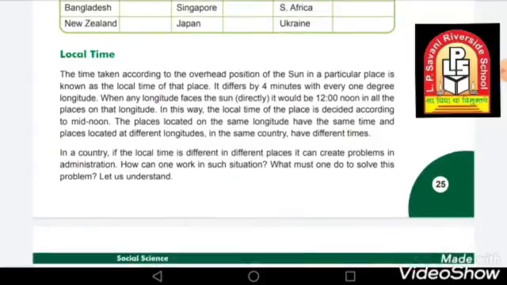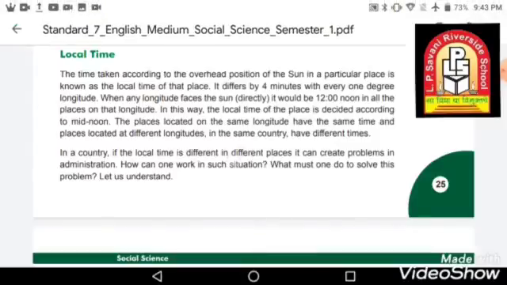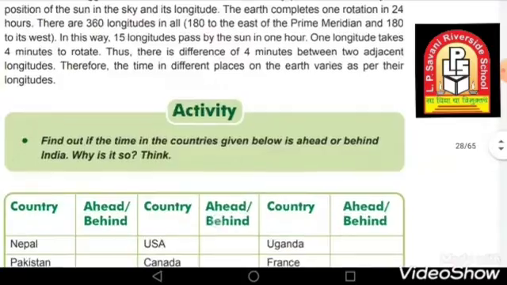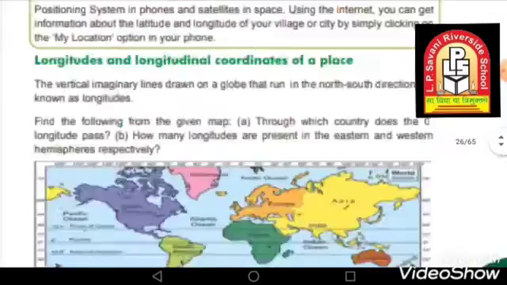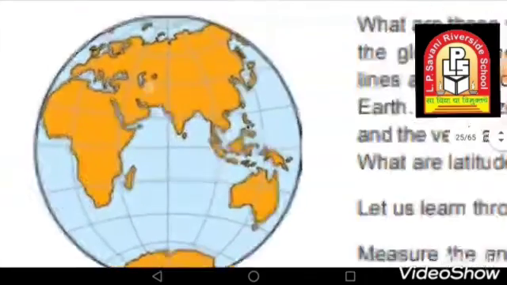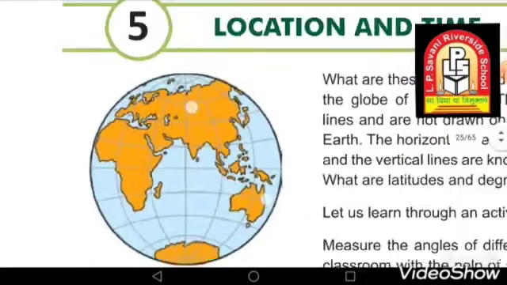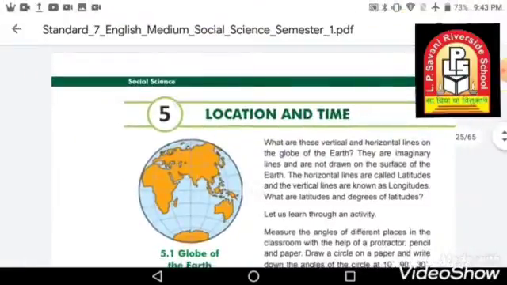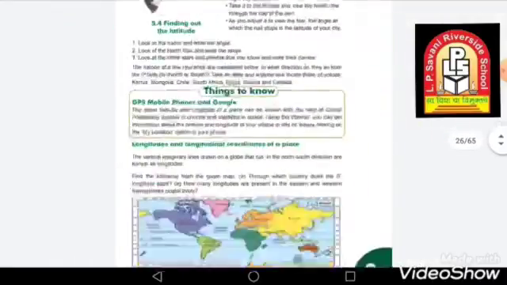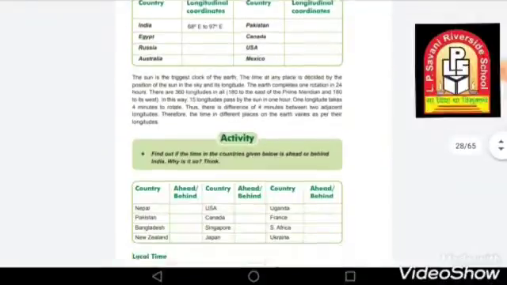Now in a country, if local time is different in different places, what happens? The countries are very big, right? They wouldn't fit in one particular longitude. See here, for example India: it does not fit in 1 degree of longitude, right? It takes such a large place. As every 1 degree changes, there would be a difference of 4 minutes. So there would be so many different times in one single country, right?